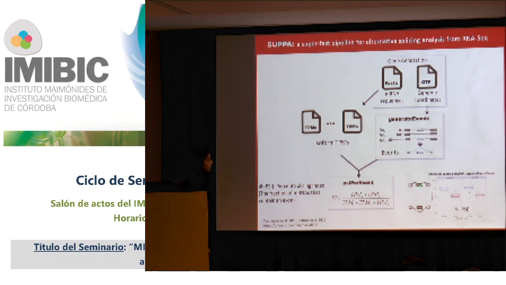So how is PSI calculated? This is the formula. Let's say we want to know the inclusion of this event. We take the TPM value of the isoforms containing it, divided by the TPM values of all isoforms present for that gene. And this is how it looks.